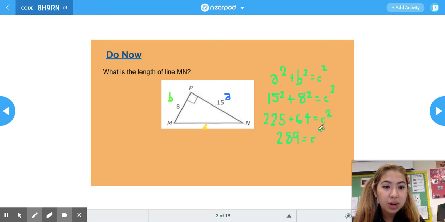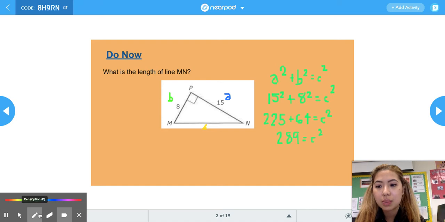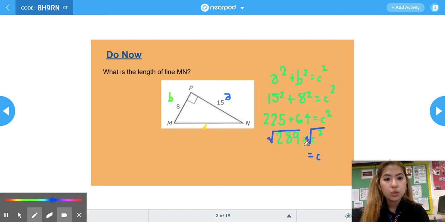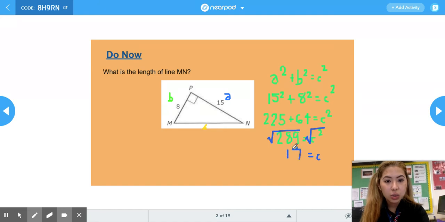So we just want to find the value of c. And so the opposite of squaring something is square rooting something. So we're going to go ahead and square root both sides. So we have to find the square root of 289, and then the square root of c squared is just c. The square root of 289 is 17, so our answer is that c is equal to 17.